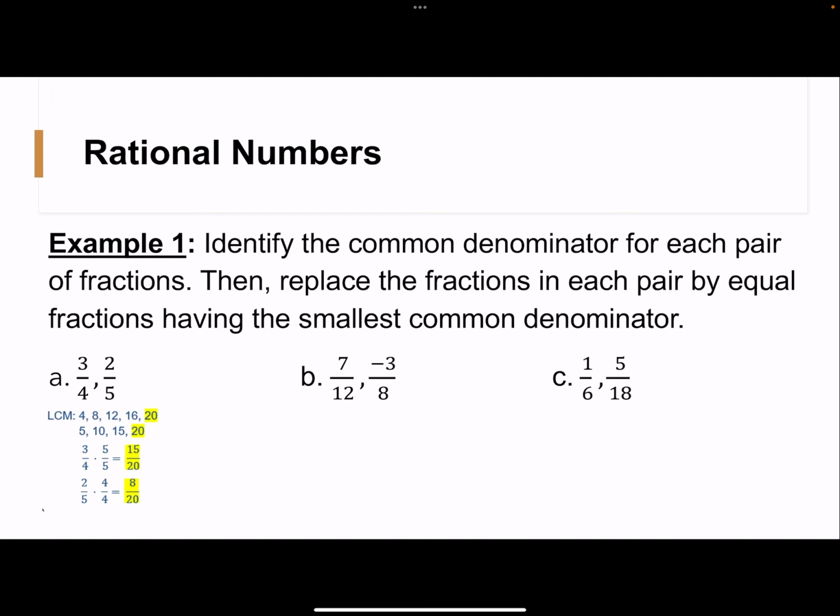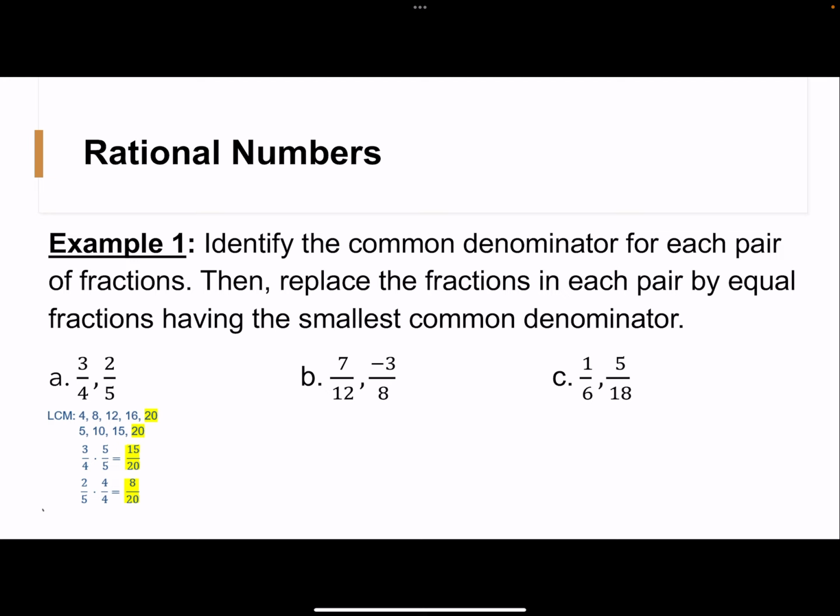If I list out the multiples of 4, 4 times 1, 4 times 2, 4 times 3, 4 times 4, and 4 times 5, we get 4, 8, 12, 16, and 20. And then I'm going to do the same thing for 5: 5, 10, 15, 20. That's 5 times 1, 5 times 2, 5 times 3, 5 times 4. The first multiple that they have in common is 20. That is the least common multiple of 4 and 5. It is also the common denominator.